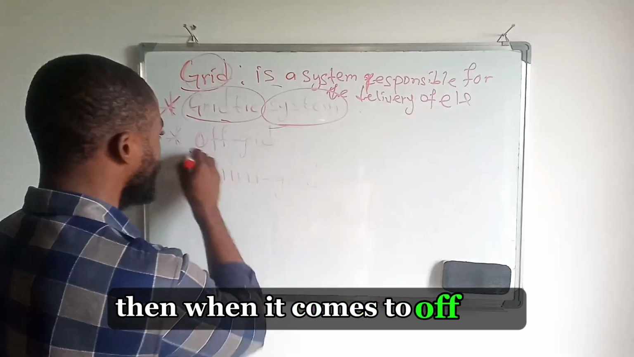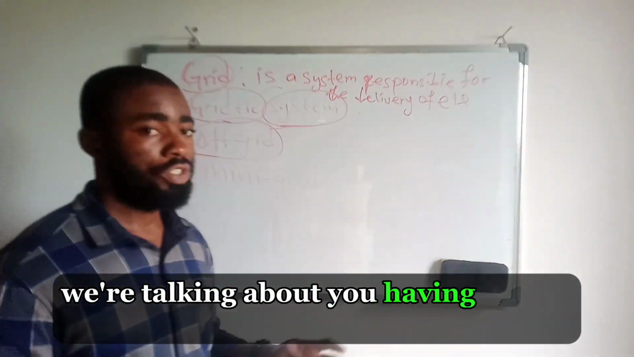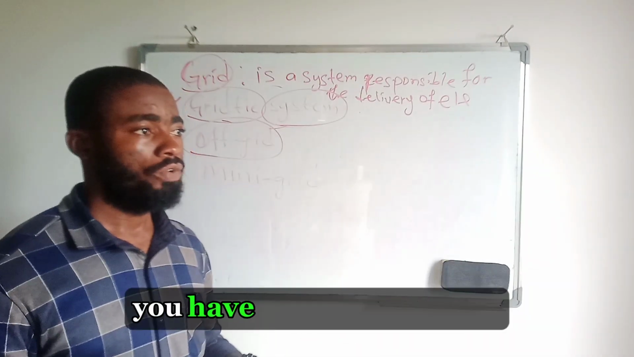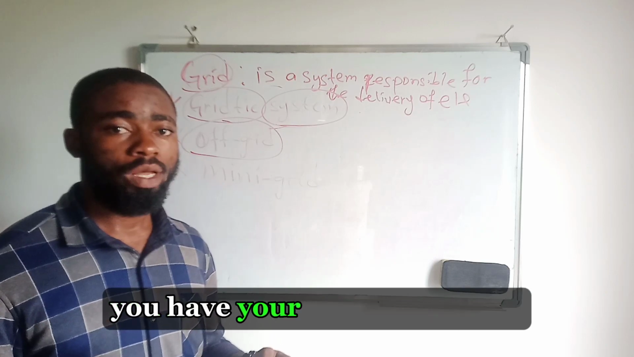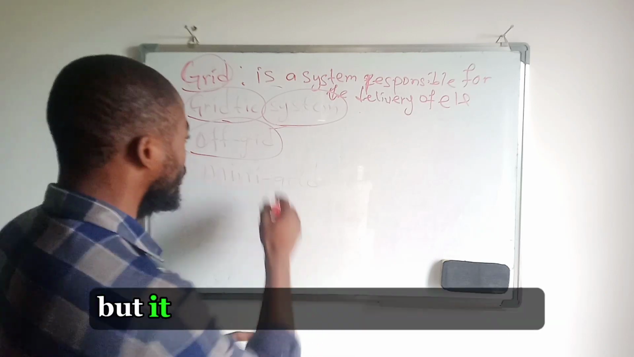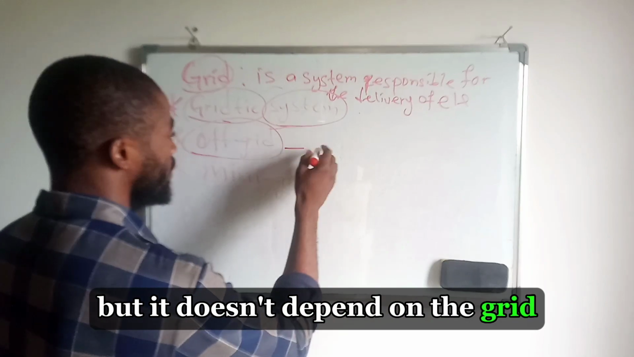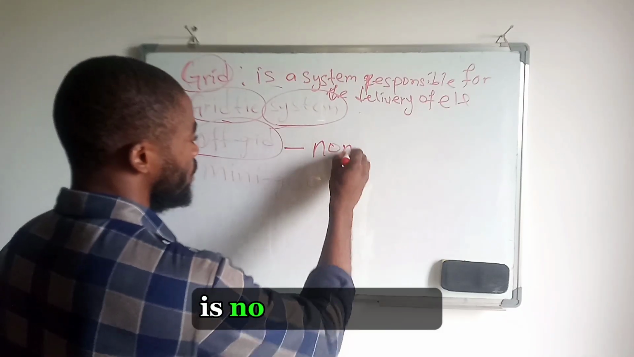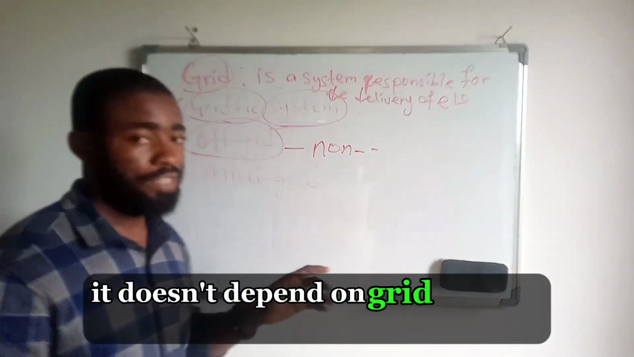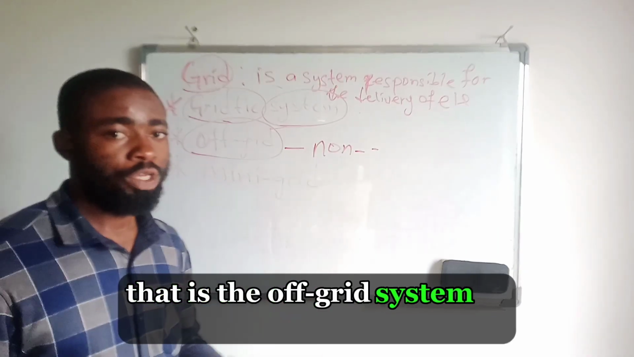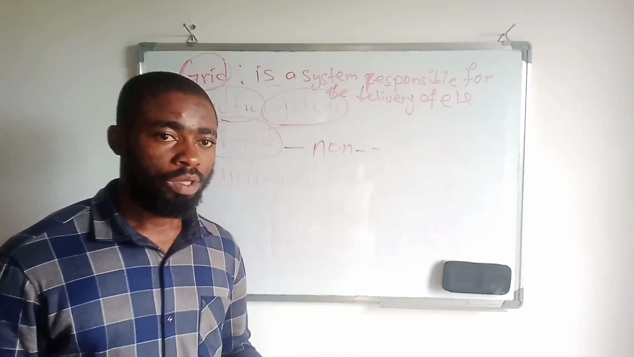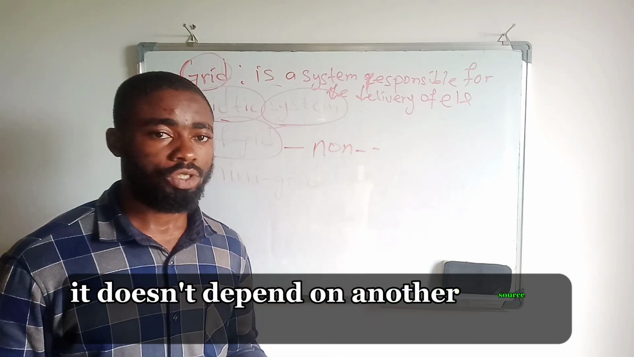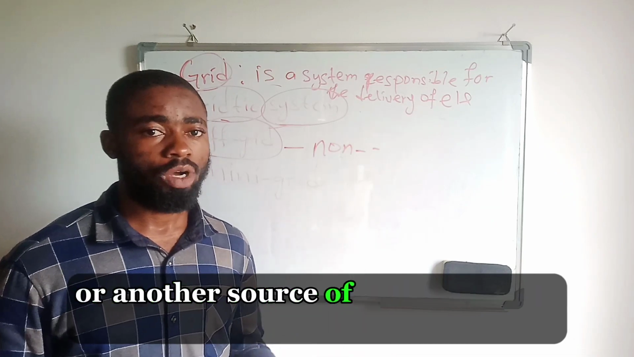Then when it comes to off grid, we're talking about you having a solar energy system. You have your panels, you have your battery bank, you have your inverter, but it doesn't depend on the grid. It's non-dependency. It doesn't depend on grid for it to work. That is the off-grid system. It's completely on its own. It doesn't depend on another source of electricity or power for it to work.